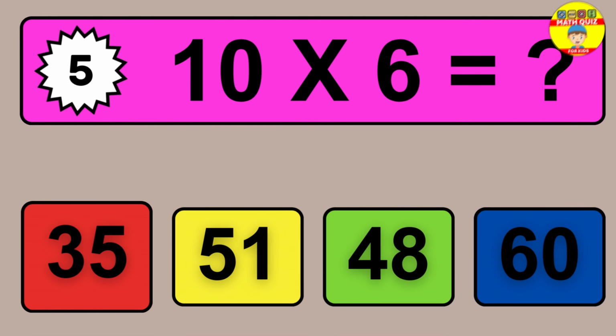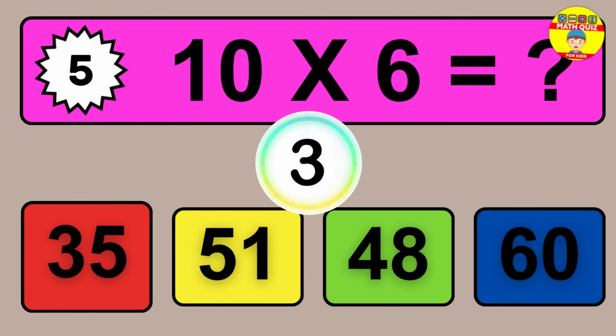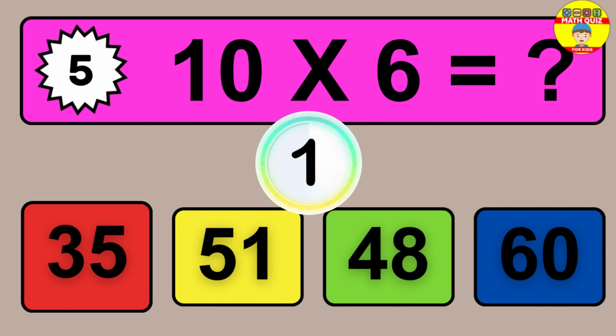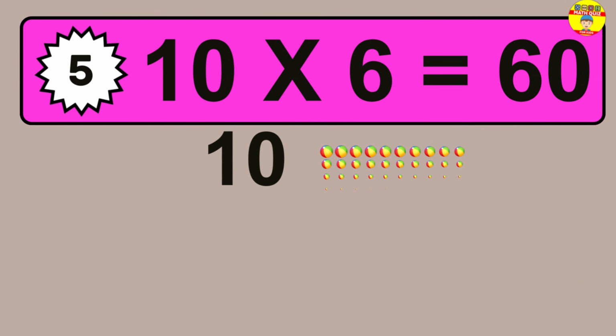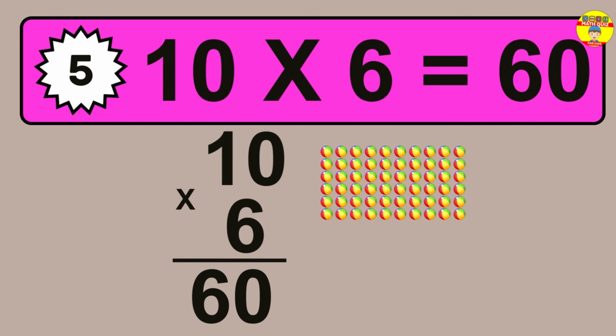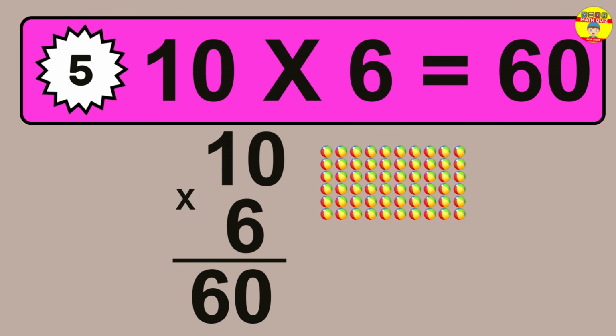Question 5. 10 times 6 equals what? So, the answer is 10 times 6 is 60. To calculate, we have 10 groups with 6 balls each one. So, how many balls do we have? 60 balls.